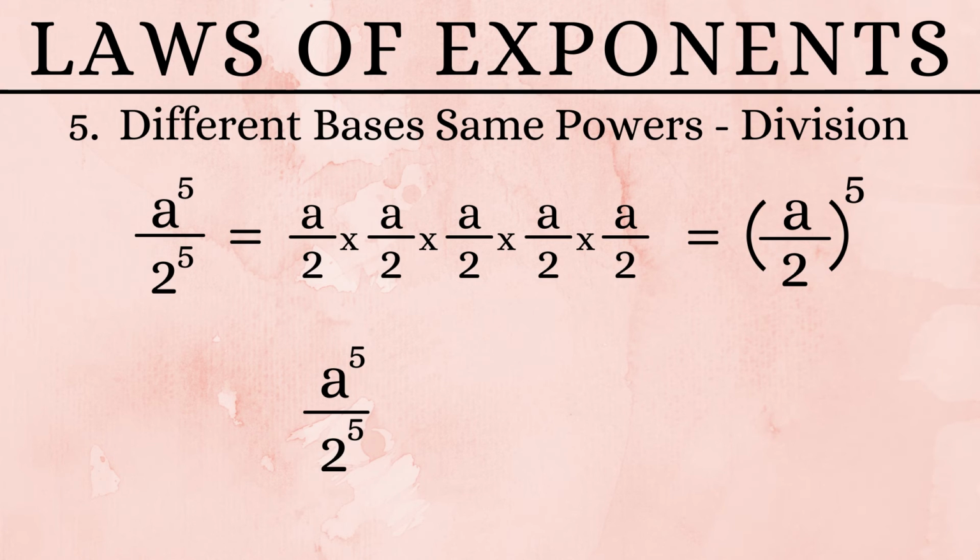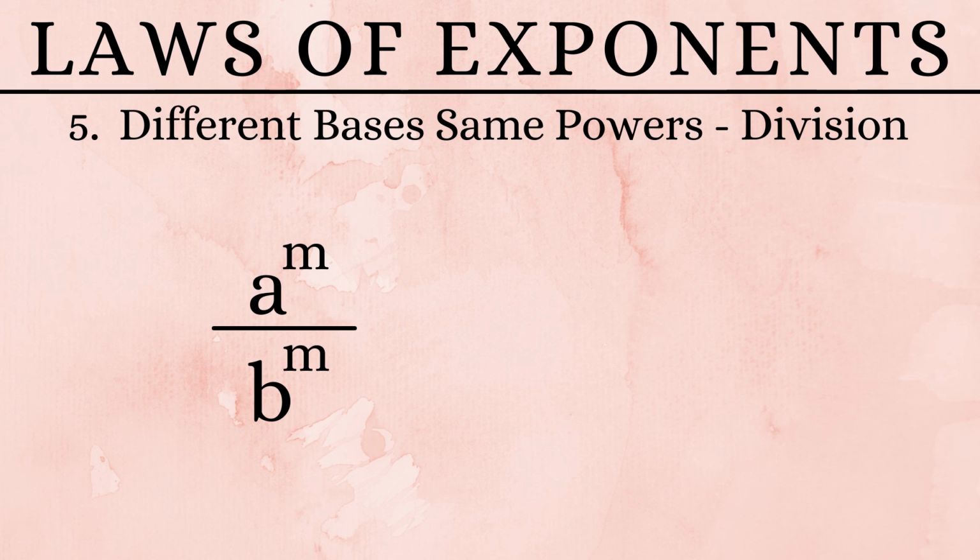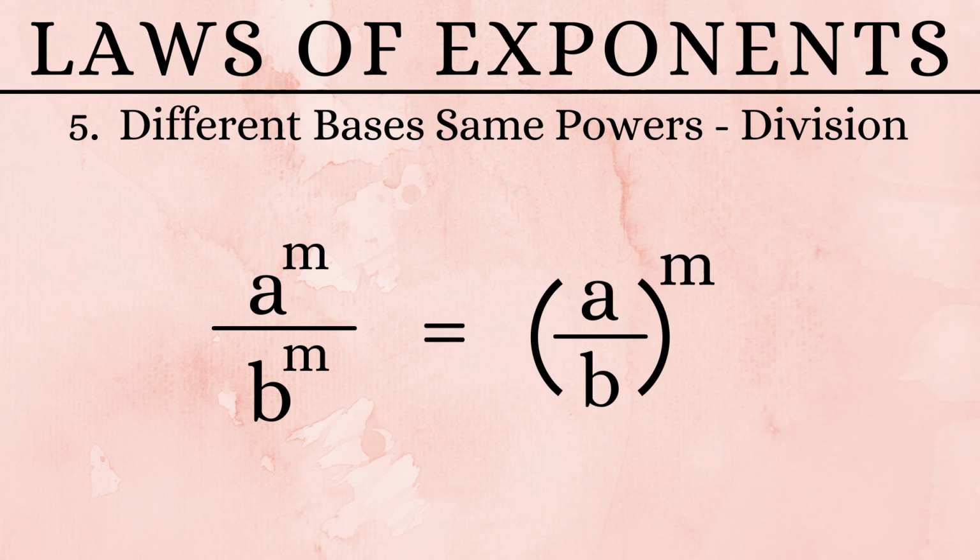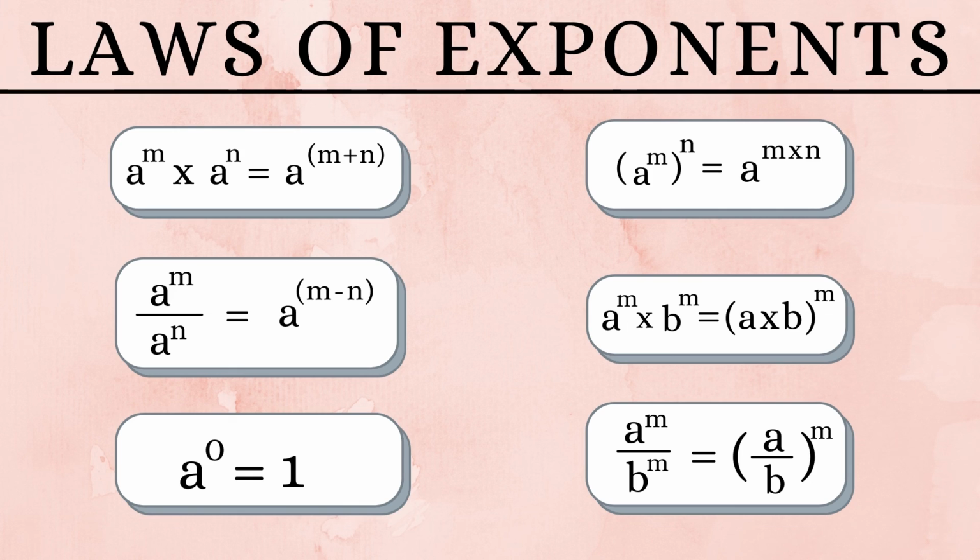Now let's do this easily using our law. a to the power of 5 by 2 to the power of 5. So we keep the power as it is and only divide the bases. So that becomes a by 2 whole to the power of 5. Now let's generalize the law. a to the power of m by b to the power of m becomes a by b whole to the power of m. With that, we complete all the 6 laws of exponents.